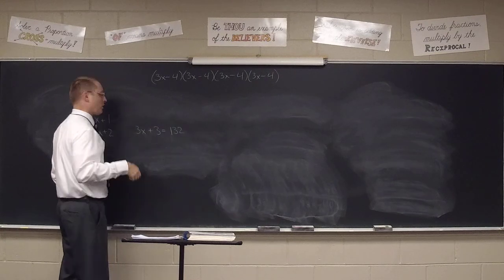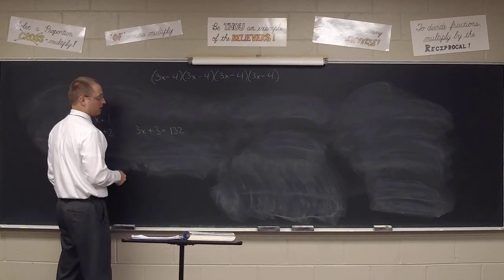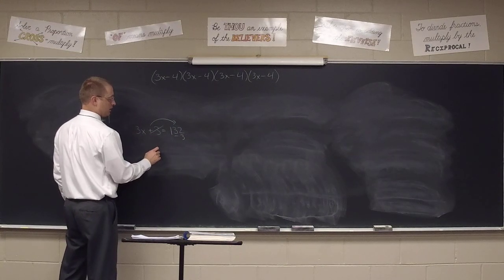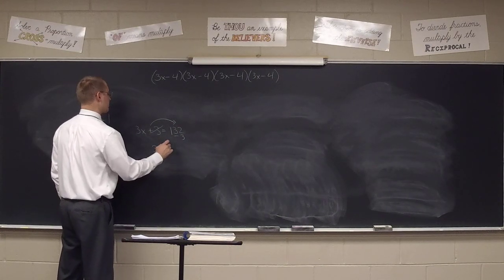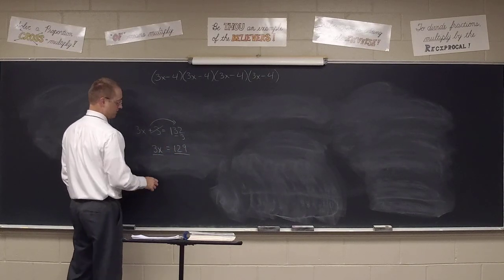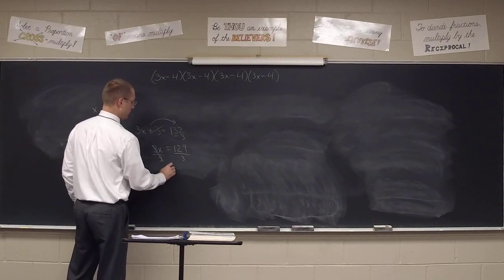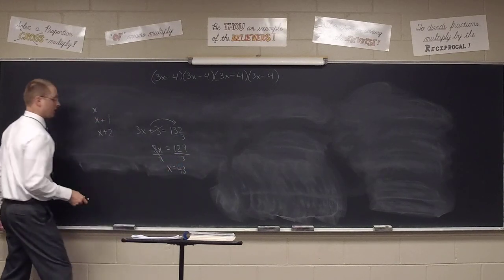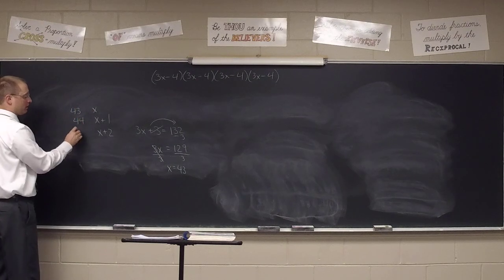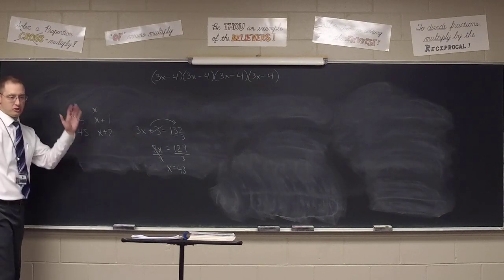There we go. And to solve the equation, class, we just need to move the positive 3 over as a negative 3 to get 3x equals 129. And then we need to divide both sides by 3 to get 43. So that means my first number is apparently 43, then my next number, 44, and my next number, 45. And there we go. How many of you have these 3 numbers?